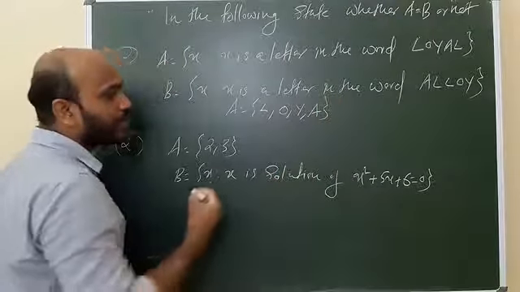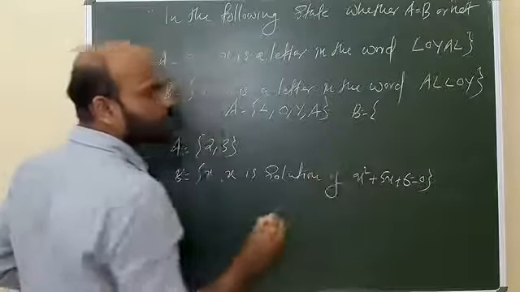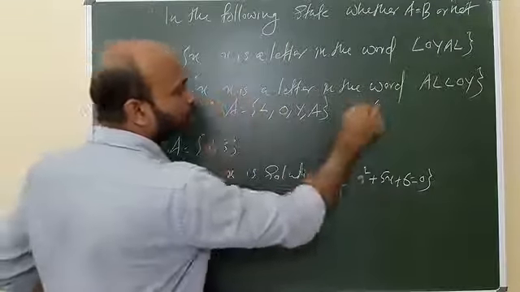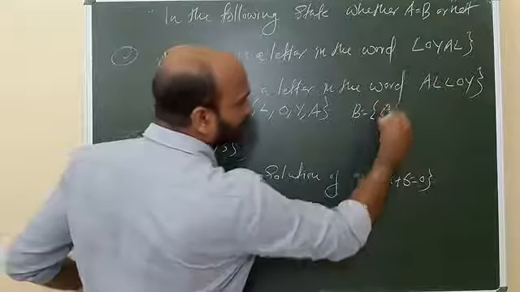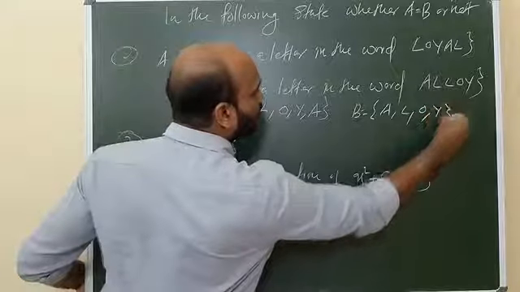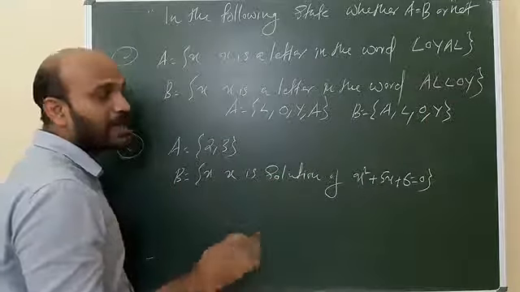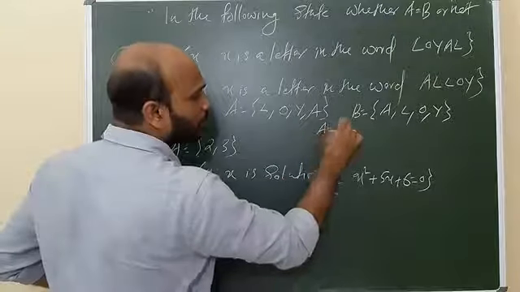Now we can write the roster form of the second one, that is B. B equals the letters in the word alloy. So A, L, O, Y. Actually A and B contain the same elements. So A equals B.